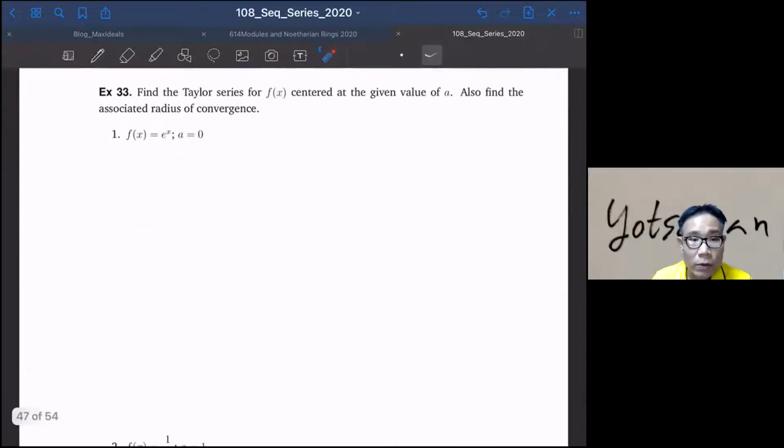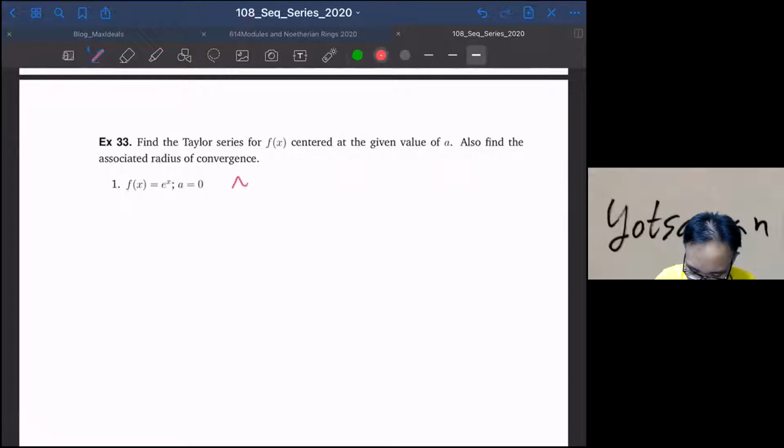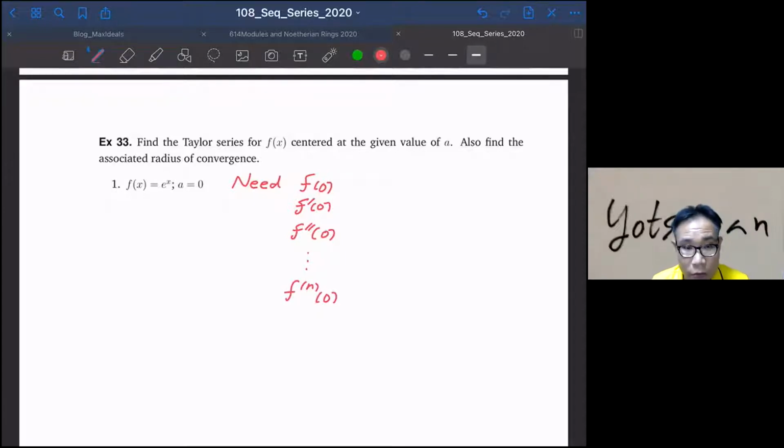Okay, so let's try to find the Taylor series for f(x) = e^x at a = 0. For this one, you're going to have to find f(0), f'(0), f''(0), and so on. So you will need the nth derivative at 0.